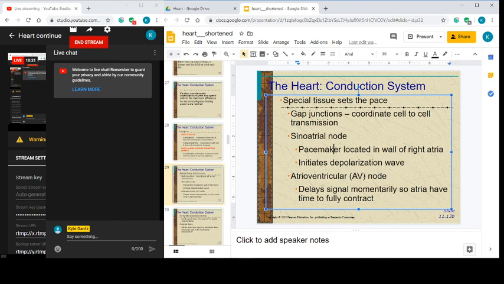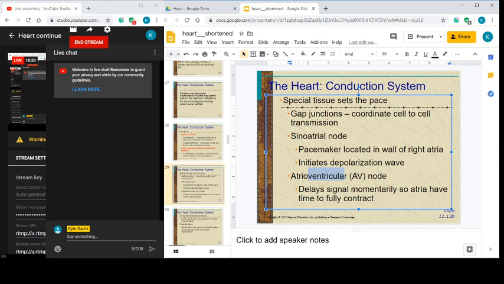The atrioventricular node, right? So this tells you where this node's going to be. The atrioventricular node, down there by the AV valve, is designed to delay the signal momentarily so that the atria have time to fully contract.